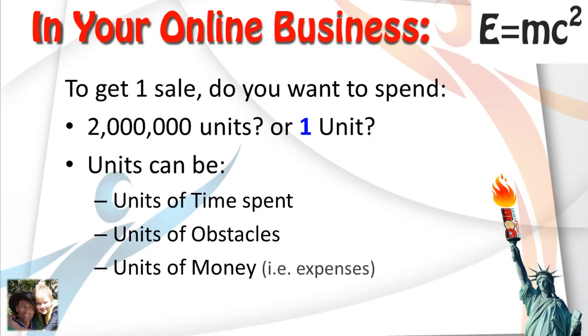So what I'm asking you here, to get 1 sale, to get 1 result, are you spending 2 million units or 1 unit? How efficient are you in your business? The content marketing formula is showing you how to get more effect with less effort by using the right systems and getting the correct leverage in your business. Spend the same amount of time for a bigger output.